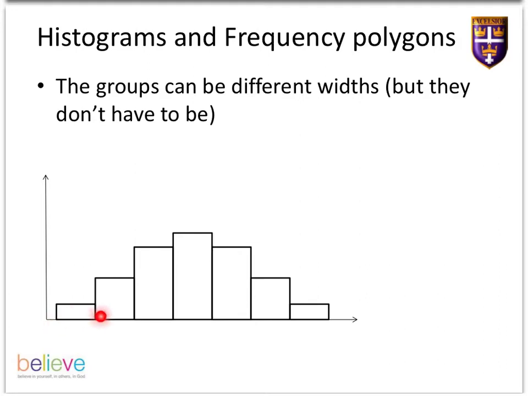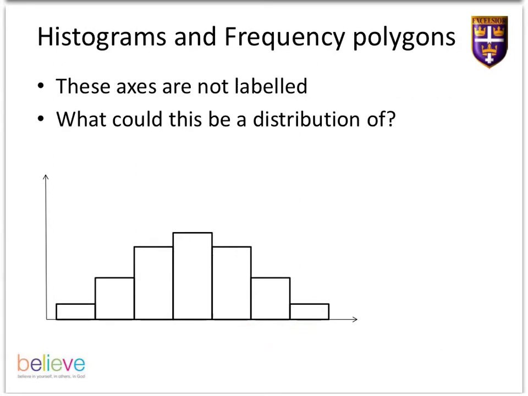In a histogram, you can see I've got these bars here. They could be different widths, but they don't necessarily have to be different widths, and there's plenty of examples where the class widths are the same. In this example, I haven't got any labels for my axes. Obviously we'd expect this one to be frequency density, but I haven't got any label for this horizontal axis. And so my question to you is, well, what could this be a distribution of?